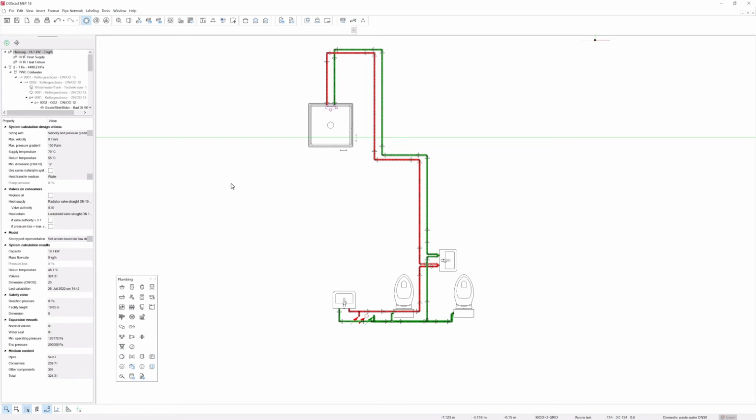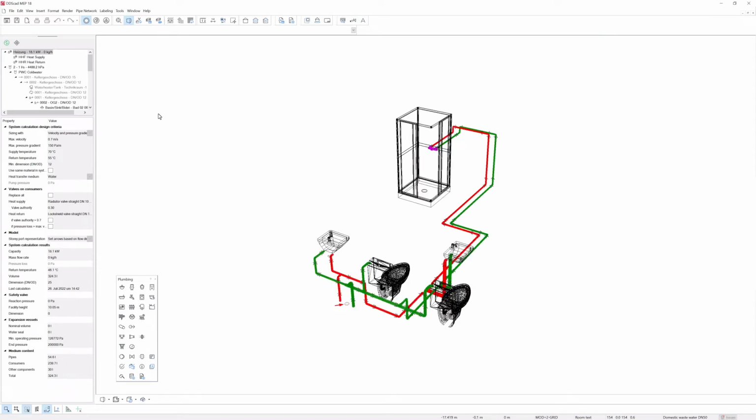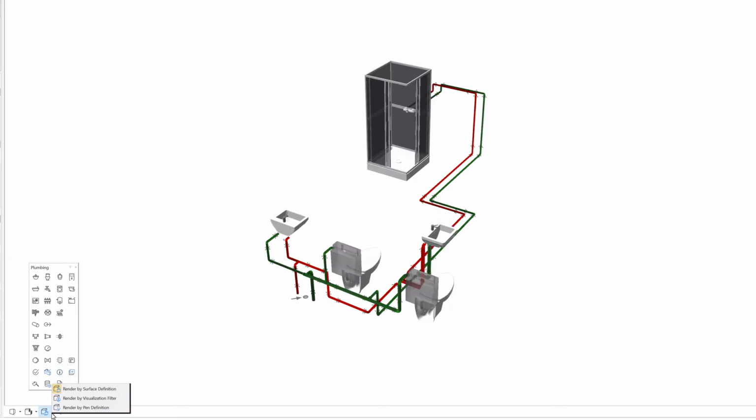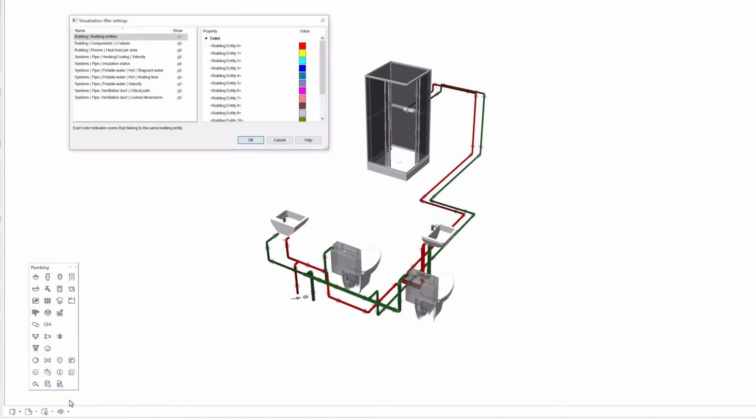With the new visualization filters for the stagnant water volume and waiting time of potable water pipes, you'll spot critical situations in your system at first glance. This gives you excellent control over the potable water system you have created.